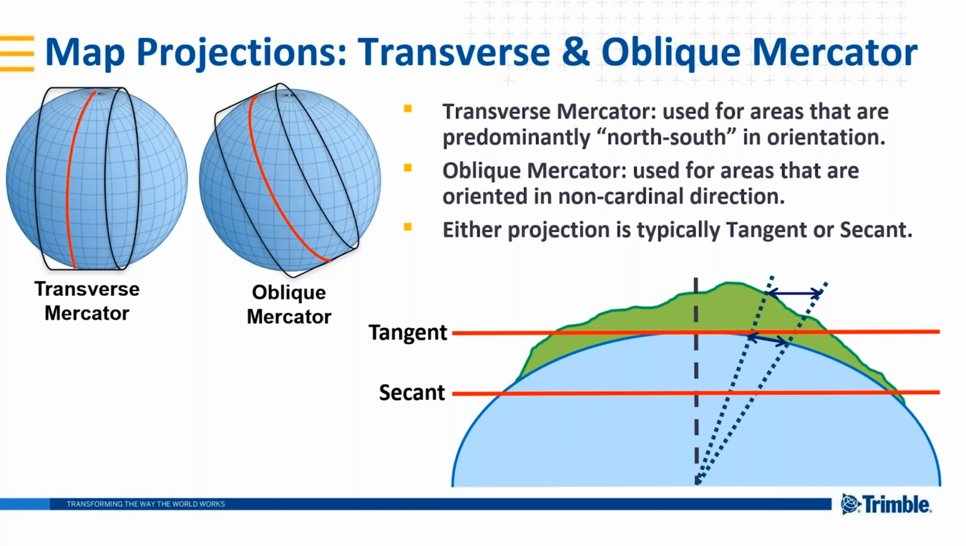So here in Alaska, we have 10 zones for the bulk of the state. It's a pretty big state.